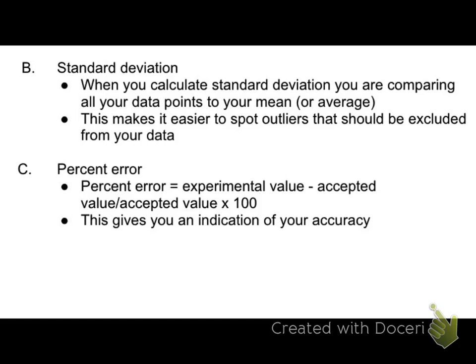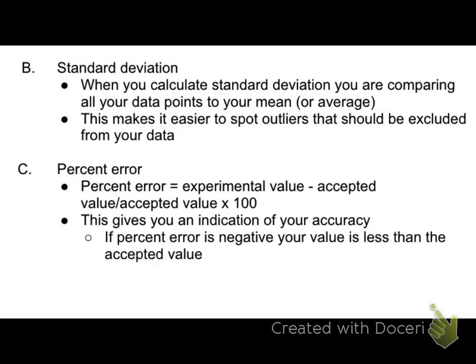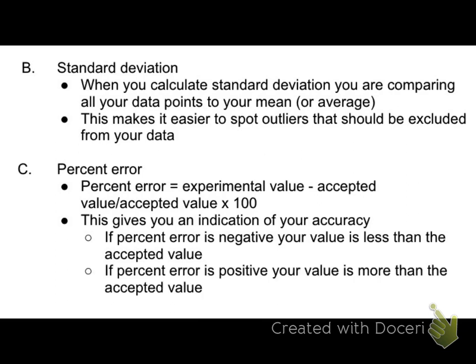Of course, not every experiment can have a percent error because not every experiment has an accepted value, but when you have an accepted value, then you can compare it to your accepted value, and your percent error will tell you if you were over or under or very close to your accepted value. If it's negative, then your value is less than accepted. If it's a positive value, then your value is greater than the accepted value.